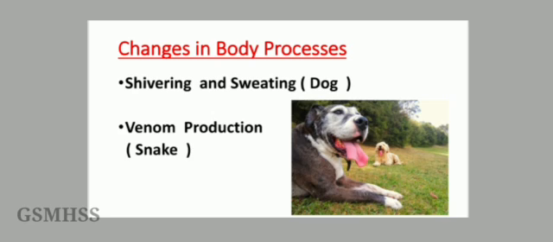Similarly, many animals like snakes and scorpions produce venom to catch prey or protect themselves from predators. Venom, V-E-N-O-M. Venom means poisonous liquid.